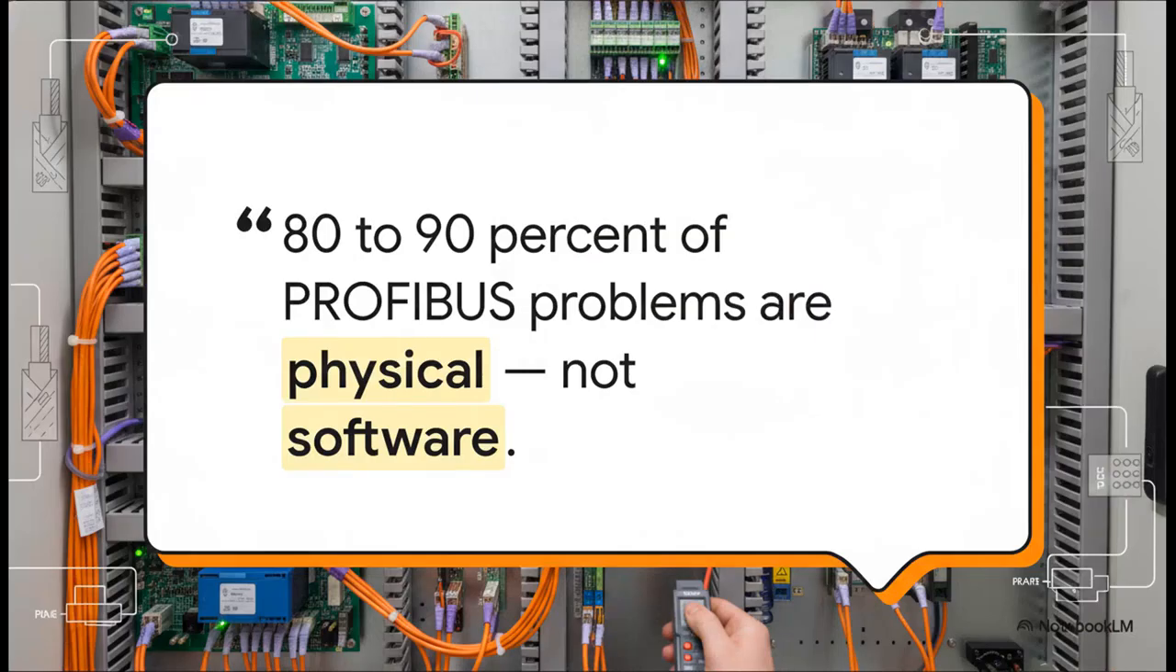And all of that brings us to the golden rule of Profibus. If you take away only one thing from this, let it be this. 80 to 90% of problems are physical. They are not in the software. So before you start digging through code, go check the physical layer. Check the cables, the power, the connectors. More often than not, the problem is something you can actually see and touch.